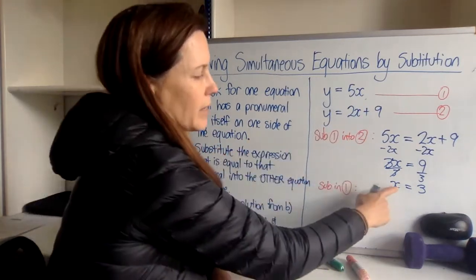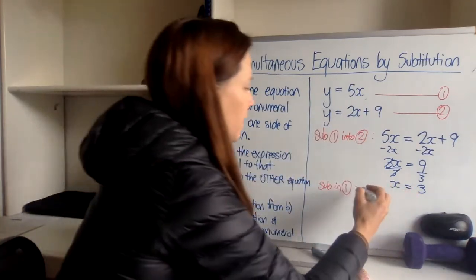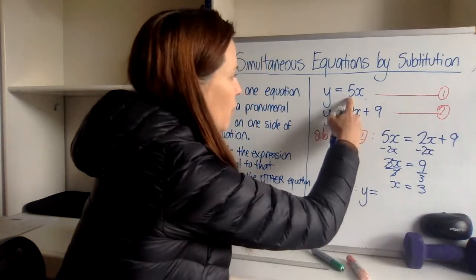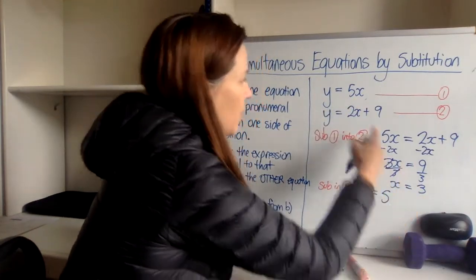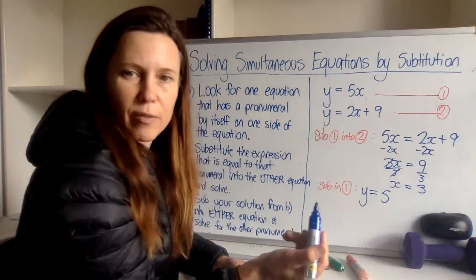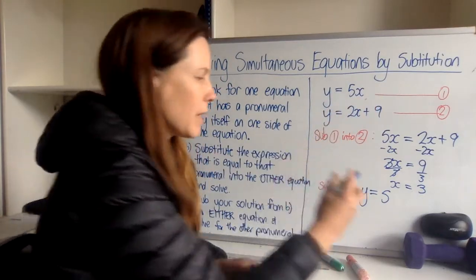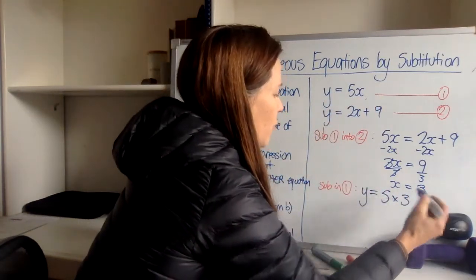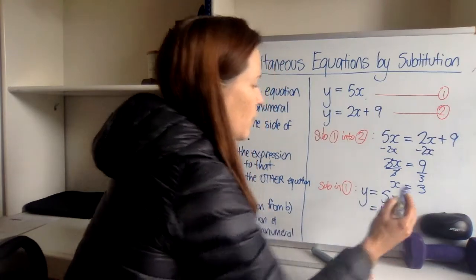I'm going to write what x is equal to, which is 3. So y is equal to 5. Now, there's no multiplication sign there, but we know that 5x means 5 times x. And here we need to do 5 times 3, which is 15.